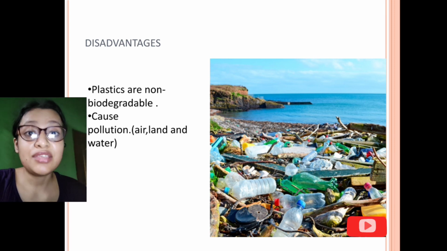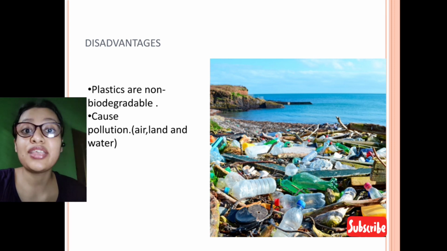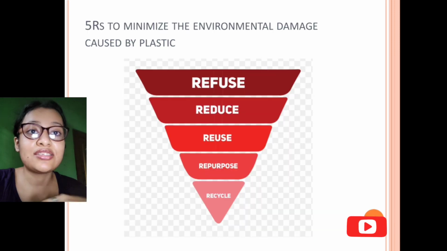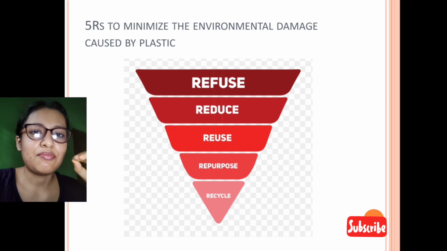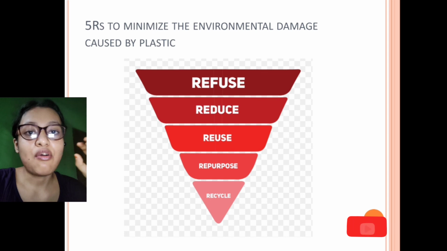And how can we minimize the use of plastics? Let us know that. Plastics can be minimized by one important thing, the 5 R's: refuse, reduce, reuse, repurpose and recycle. That is the 5 R's through which we can minimize the use of plastics, which will cause less damage to the environment.